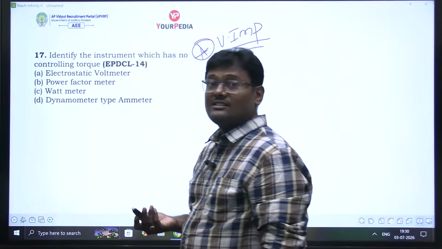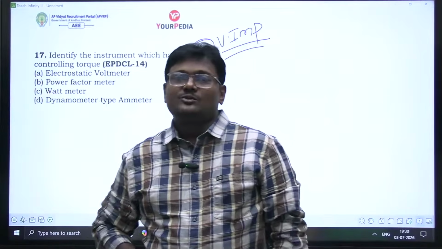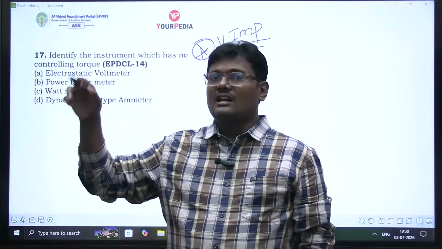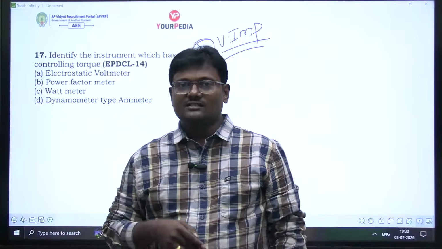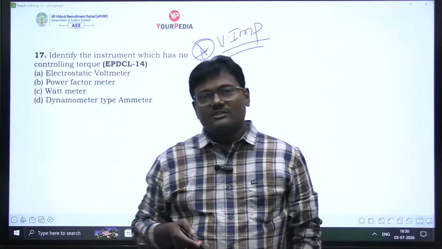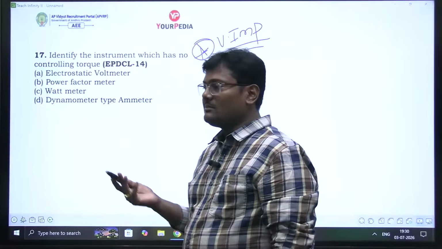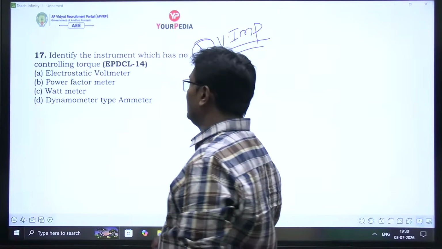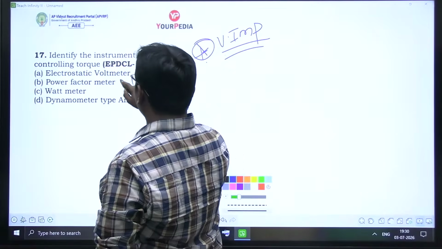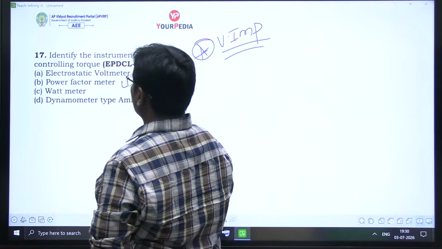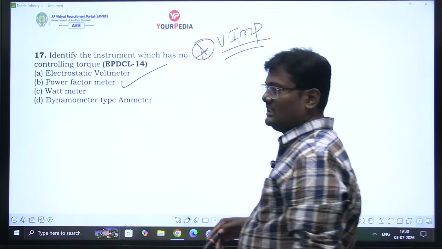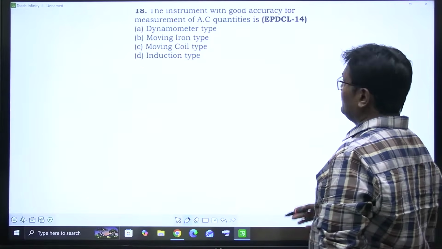Controlling torque is there. When the plate is moving, I am connecting a spring, so controlling torque is there by the spring. The electrodynamometer type wattmeter also has a spring, and the dynamometer type ammeter also has a spring. So the power factor meter has no controlling torque.